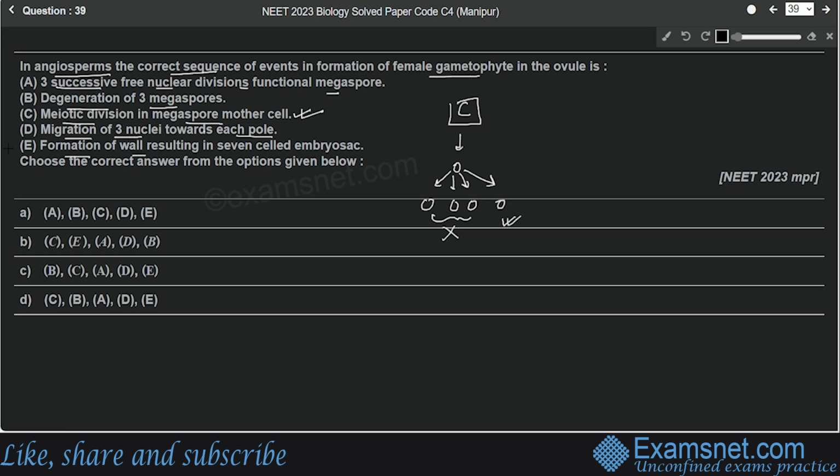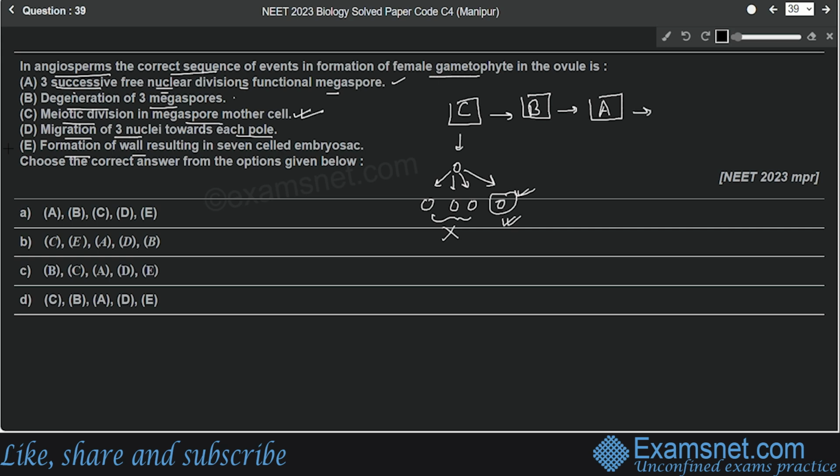Okay, so degeneration of 3 megaspores, that means number B will be the next one. Okay, 3 will degenerate and only one will remain functional. Then the next one will be number A. That means 3 successive free nuclear divisions will take place. And that division will be of the functional megaspore, right? Because only one megaspore is left. So this functional megaspore will undergo 3 successive free nuclear divisions.